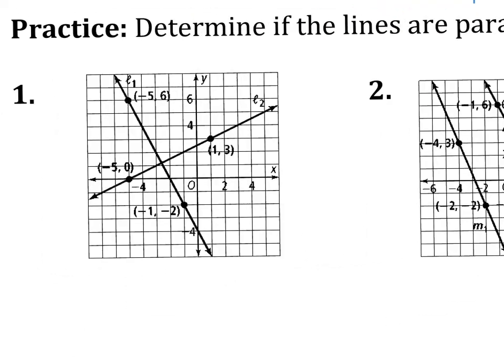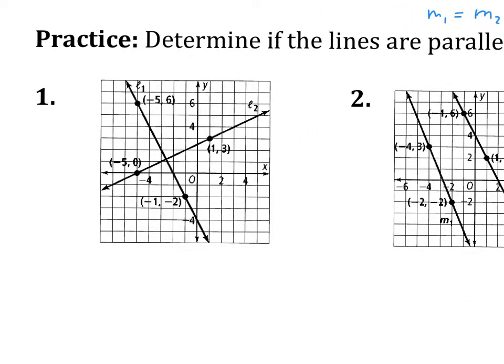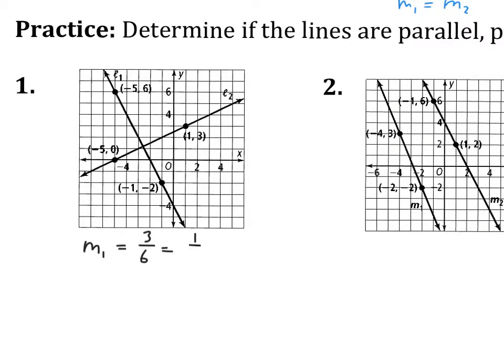All right, so please take a moment and attack number 1 with your neighbor. Good, so the first slope there reduces to 1/2. And what about the second one?